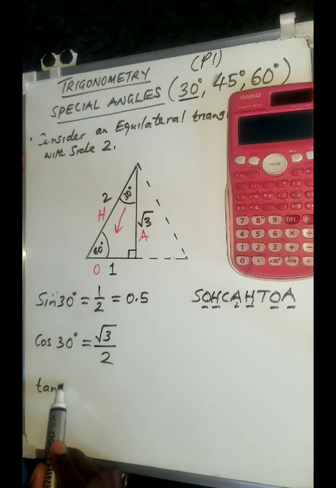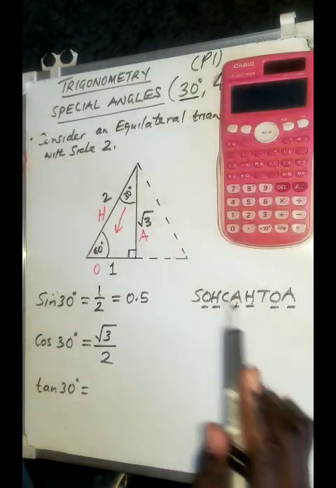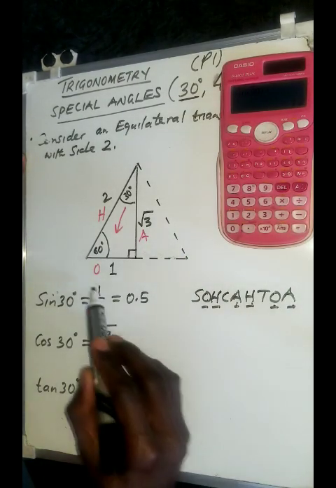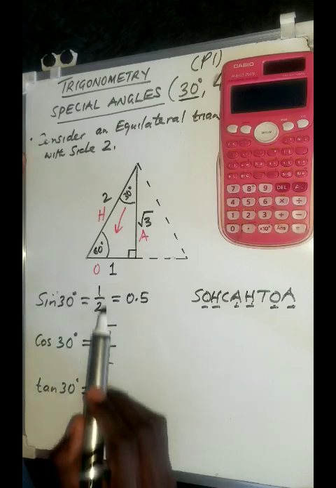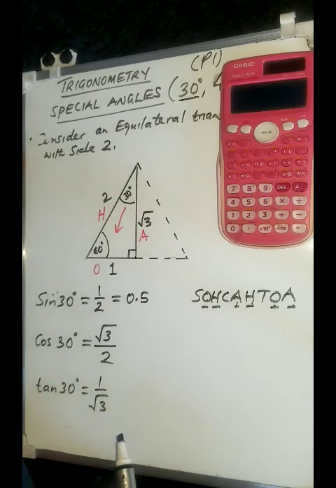Then what about tan 30? What is that going to give me? Well, tan is simply the opposite divided by the adjacent. The opposite is the 1 over the adjacent, which is the root of 3. You can leave it in surd form like that.